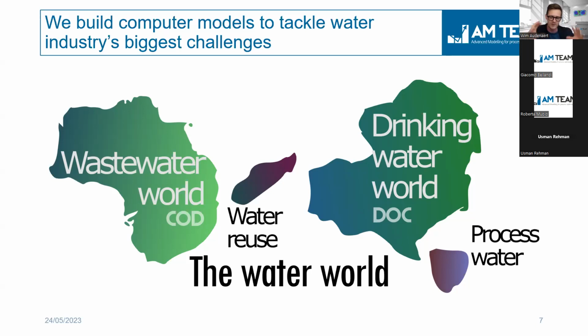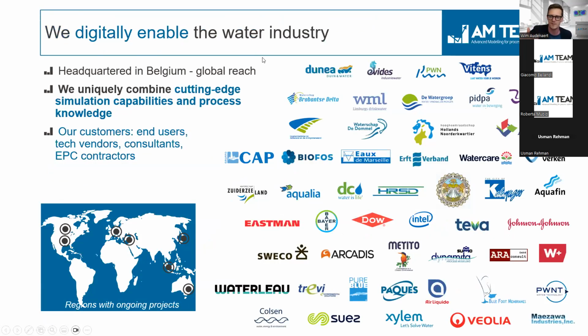And we work for water use, drinking water, wastewater, and we build computer models for the treatment sites. So from primary to advanced tertiary treatment, and everything in between, we have been working for a lot of customers to tackle specific challenges. And of course, this is part of a whole digitalization journey, using computer models to do new kinds of things. We are headquartered in Belgium, but we have a global reach. As you can see on this world map, these are a couple of the regions where we have active ongoing projects. So it's quite global because we are quite specialized.